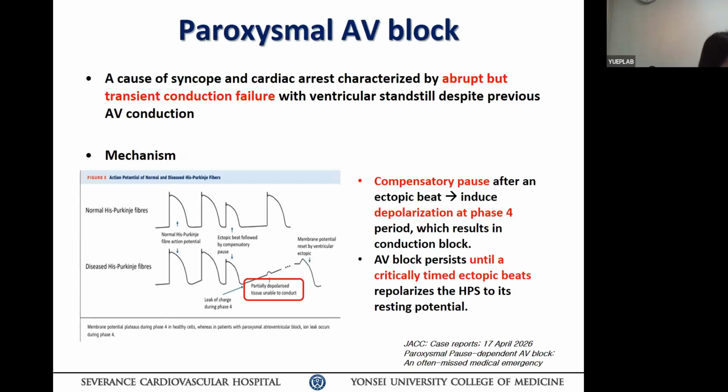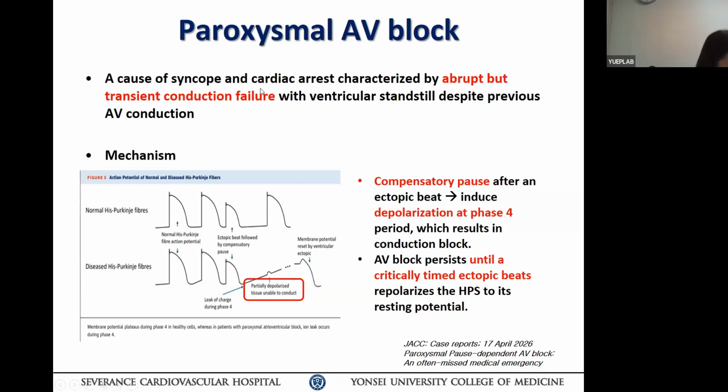Paroxysmal AV block is important, but often underrecognized cause of syncope or cardiac arrest. Here it is characterized by sudden transient failure of AV conduction despite previously normal AV conduction. The most common mechanism is phase 4 AV block occurring in the diseased His-Purkinje tissue.